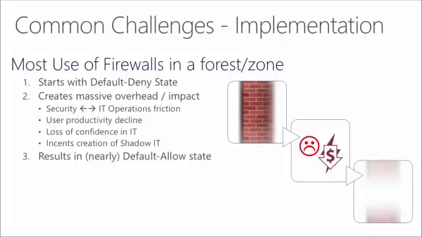You get a productivity decline, which is a business cost. You get a loss of confidence in IT or IT security, and in a sense, the creation of shadow IT, which creates organizational risk, because that shadow IT is probably going to be less secure than anything that you could put up. And the end result, unfortunately, is that by the time all this is done, pretty much everyone gives up, and it goes to a default allow state or a nearly default allow state. That's the story we typically see play out when someone tries to set up firewalls within a zone, and that's why we recommend against that particular approach.